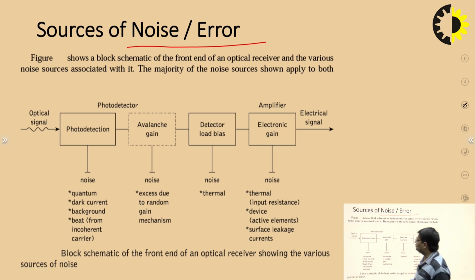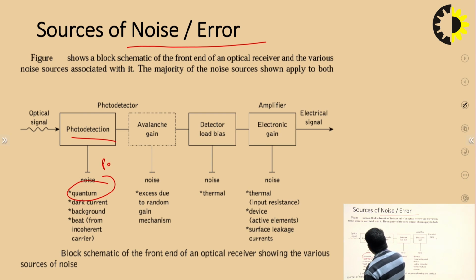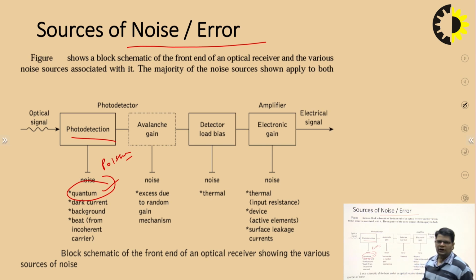So, the main sources of noise during the photo detection process are quantum noise, because of the arrival of photons over the photodiode and collection of electron hole pairs after being generated through the avalanche effect, or in the case of PIN photodiode, the electron hole pairs are collected. That process follows a Poisson process or Poisson equation, and that noise is known as the quantum noise. Quantum noise is also known as the shot noise.